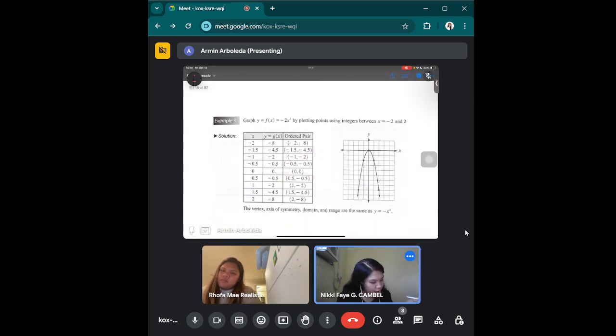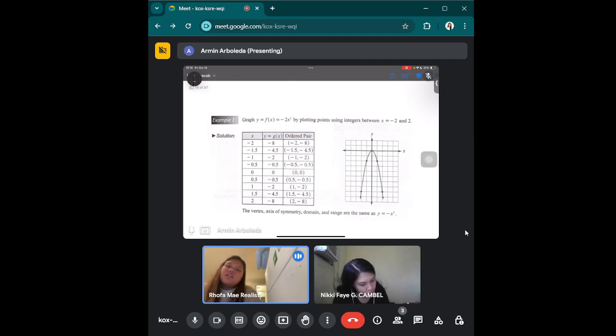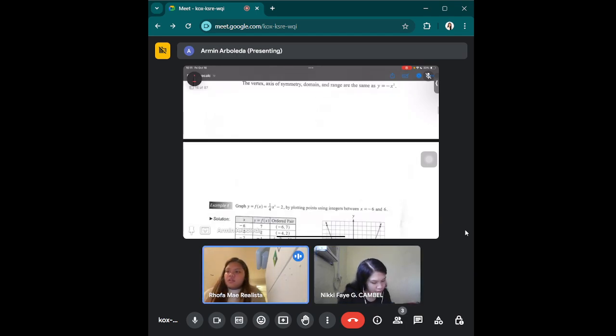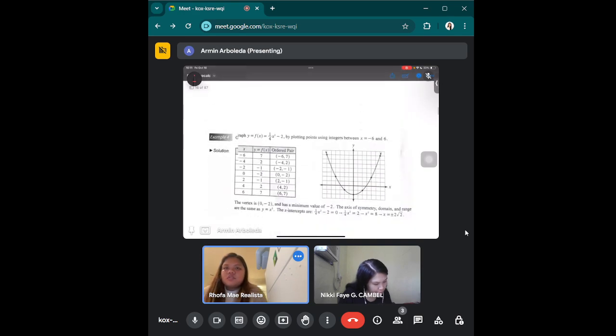We have another example. What's our A this time? It's -2, right? So our A is -2, and as you've noticed, it's more narrow compared to the other one, because of the influence of the 2, and at the same time our 2 is negative, that's why it's looking downwards. Okay? Any more questions? Oh, meron pa pala.